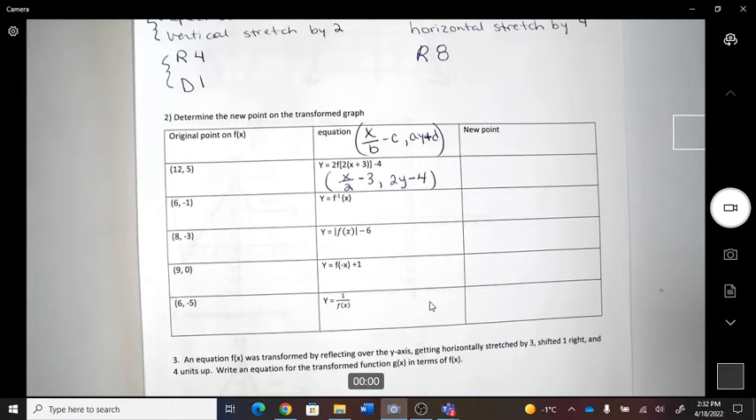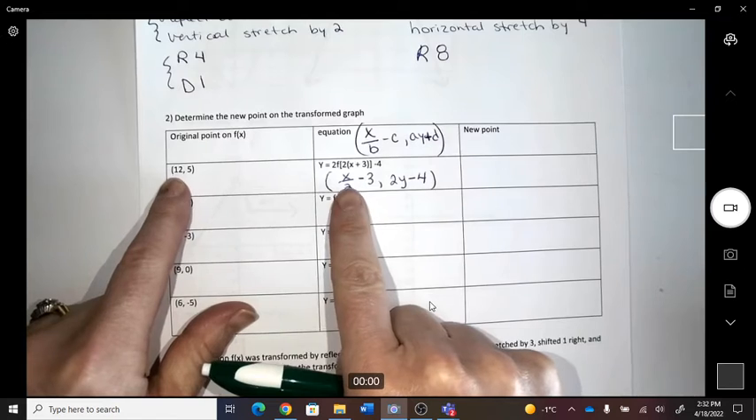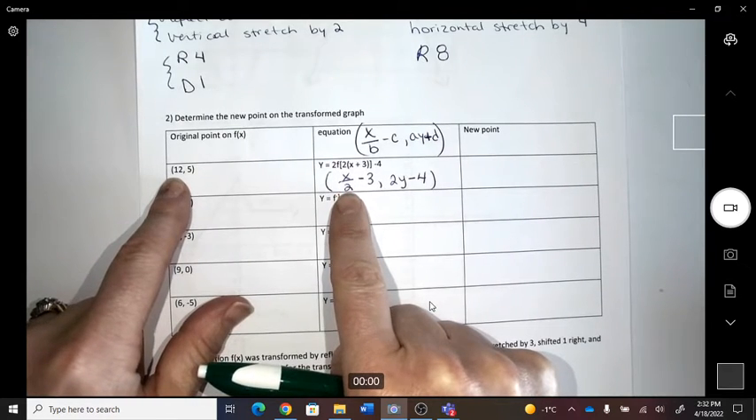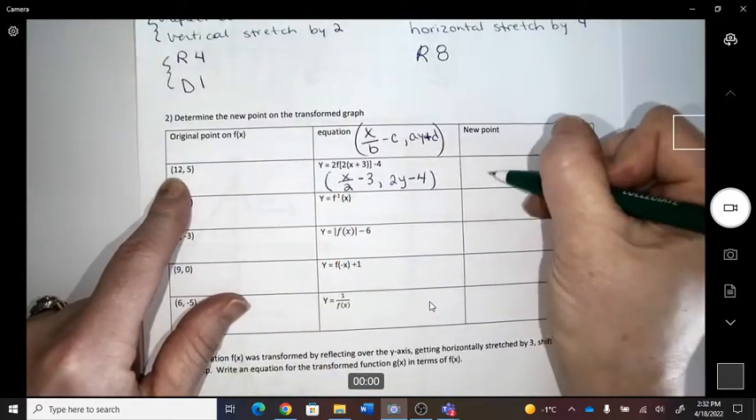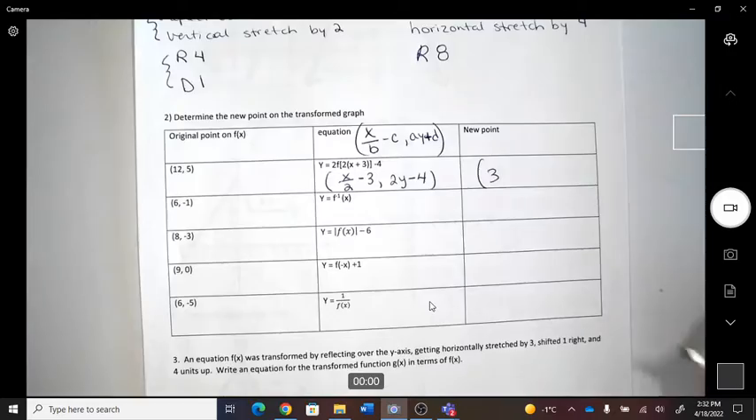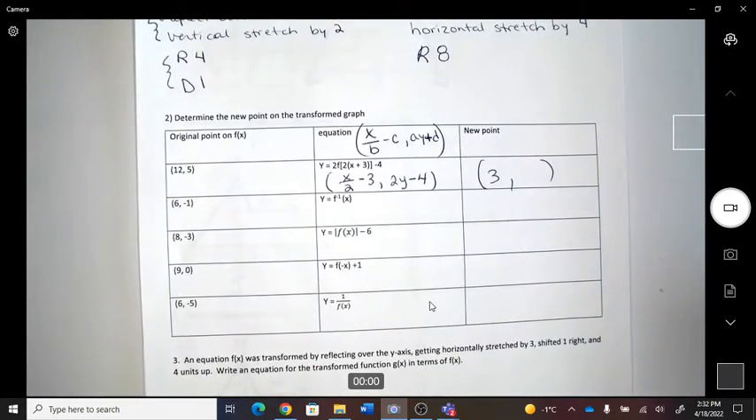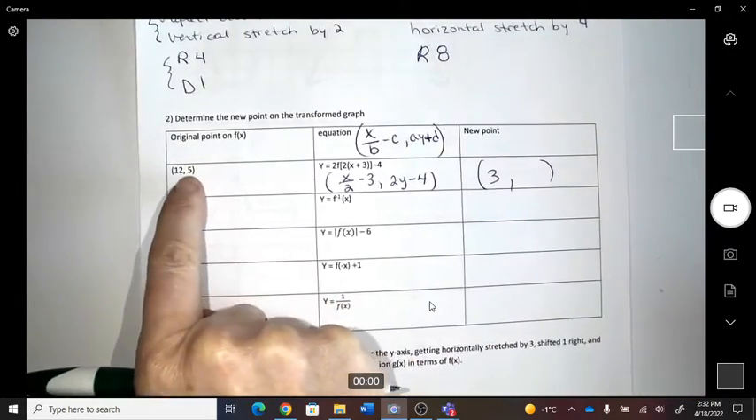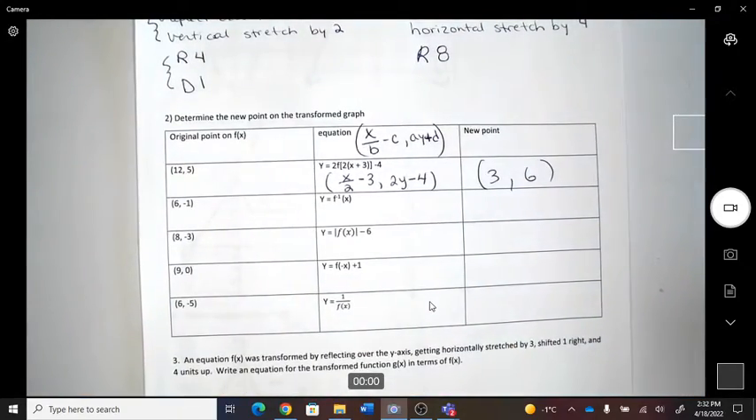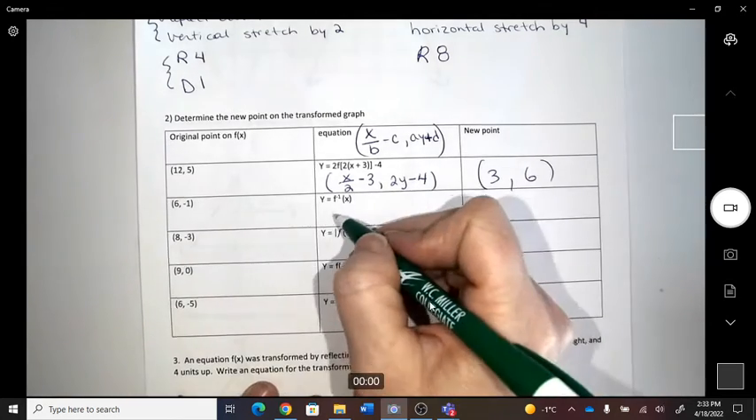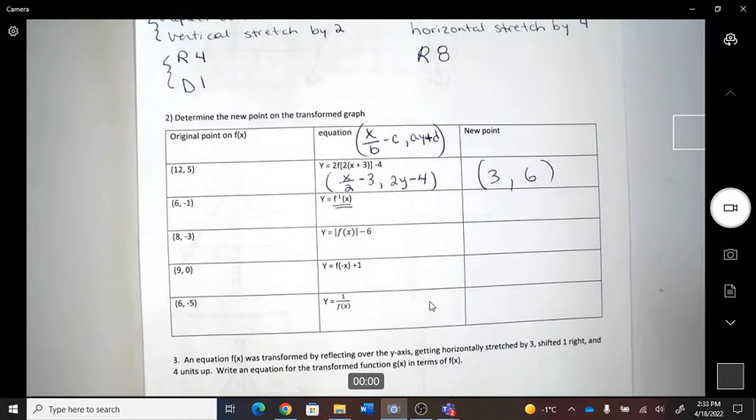So follow. Okay, so I'm going to plug in a 12. 12 divided by 2. So if I compress it by 2, it's 6. 6 subtract 3 is 3. 2 times 5 is 10. 10 subtract 4 is 6. Okay, what does this mean? You have to just recognize the format. What does that format mean?